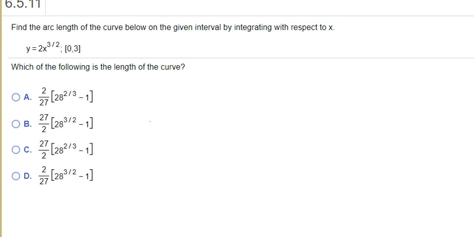Alright, let's take a look at this problem. In this question, we need to find the arc length of this function from 0 to 3. Basically speaking, if I draw this function, it looks like this, something like this. And say suppose this is 3. Then you need to find the length of this portion.